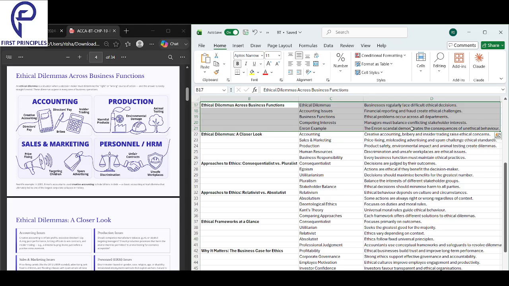Business functions: ethical problems occur across all departments. Not one department, not two departments, across all departments there will be ethical problems. Next, competing interests. Managers must balance conflicting stakeholder interests.